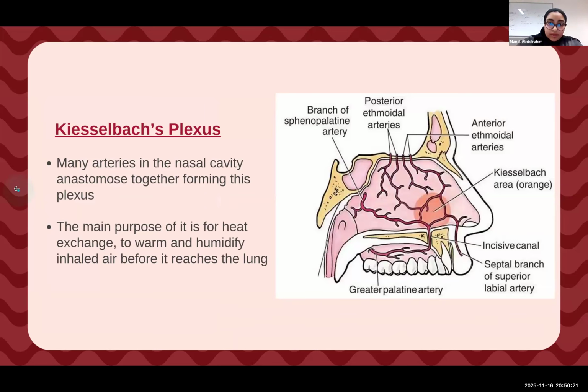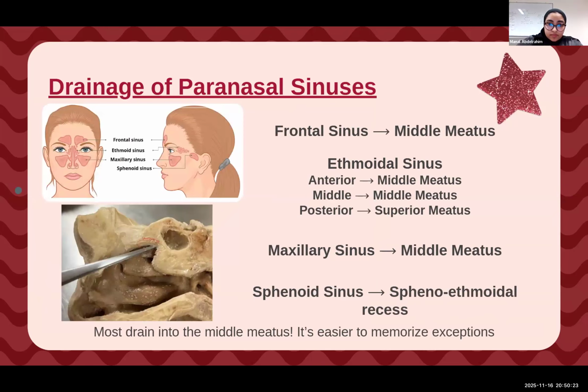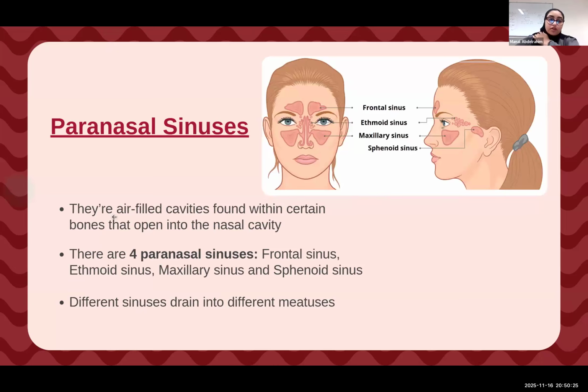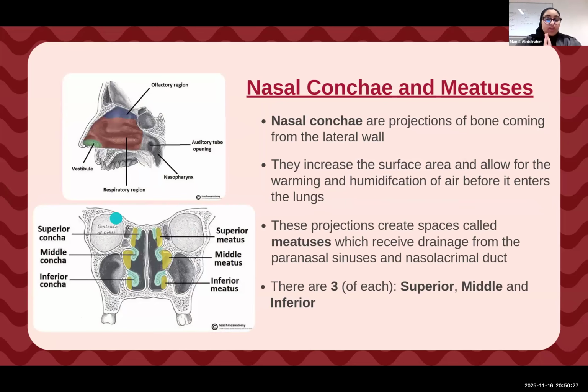Okay, let me go. We have concha and we have meatuses, okay? We have superior concha, middle concha and inferior concha. Each concha is a projection coming out of the lateral wall. It's a bony projection, and because it's a bump, it's going to form a cavity or a space. This space is a meatus, and this space is going to drain fluid. It receives drainage from the sinuses.